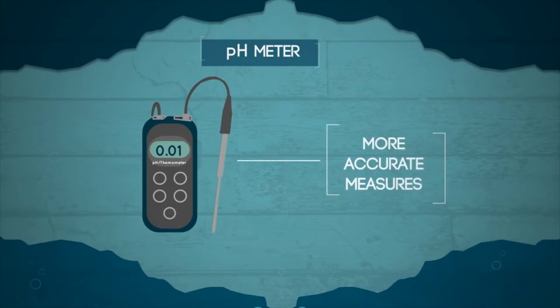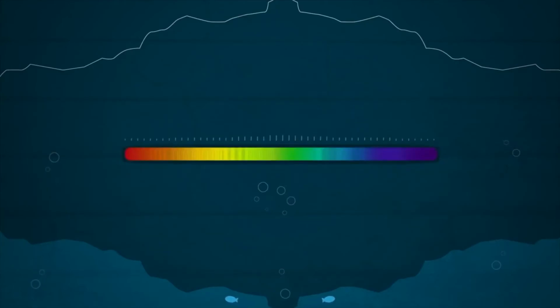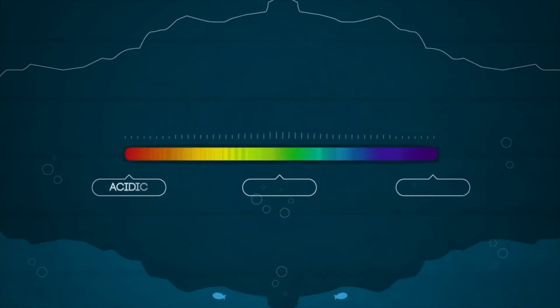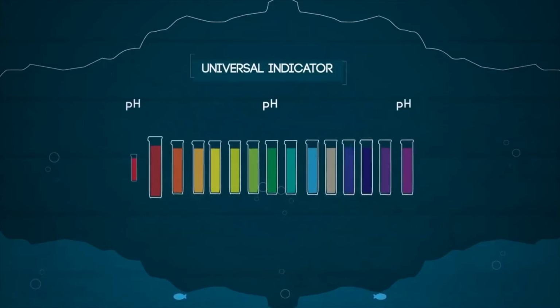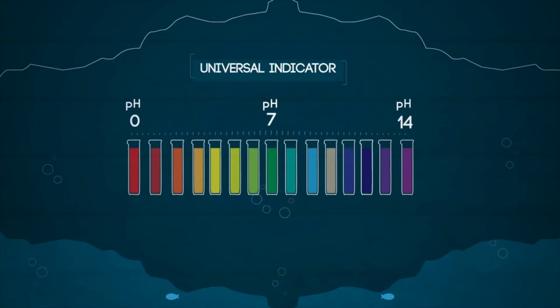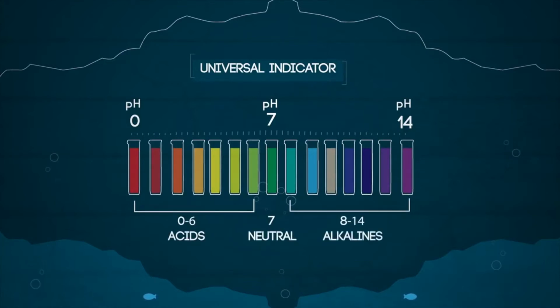So from this lesson, you should now know indicators can tell us whether something is acidic or alkali and how acidic or alkali it is. Red litmus paper changes colour for alkalis, and blue litmus paper changes colour for acids. And universal indicator can give us more detail, indicating where on the 0 to 14 pH scale a solution is. Acids are from 0 to 6, neutral is 7, and alkalis are 8 to 14.